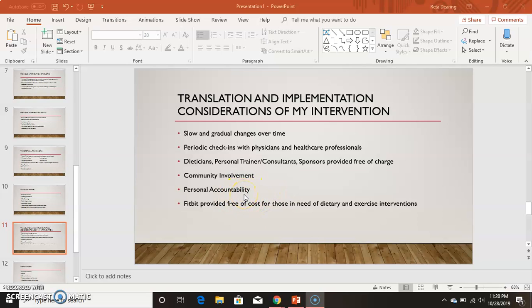And with the weight loss and exercise groups, a Fitbit device would be provided free of cost, and the Fitbit would have alerts in it to let people know, hey, it's time to get up and exercise, and it would send text reminders to their phones and emails to their doctors as far as when they're getting exercise and when they're not. It would all add to that personal accountability factor.